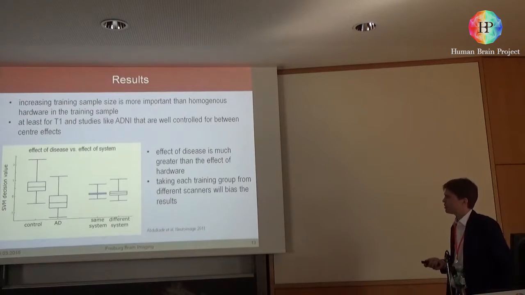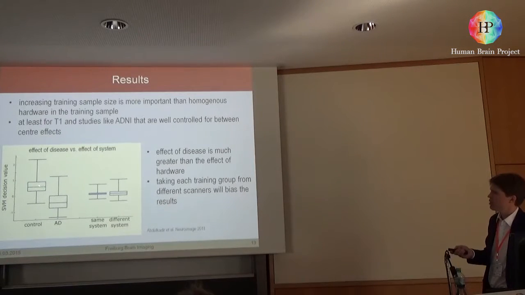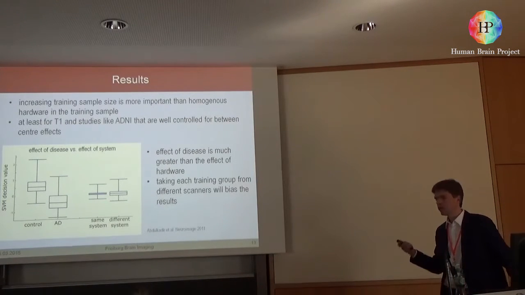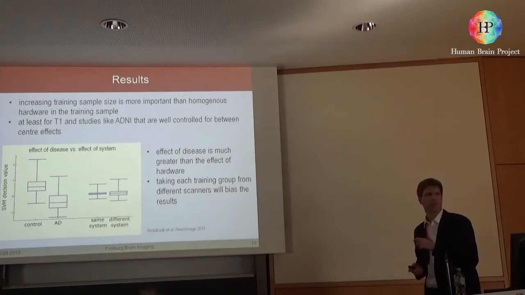And this is also illustrated here. For those who are familiar with the support vector machine, this is the change in SVM decision value related to diagnosis. So this is the difference between controls and AD, and these relatively small changes, here is the 0 line, illustrate how little these decision values change if you scan and rescan the same subject in the same scanner, or if you rescan the same subject in 2 different scanners. So it's fairly stable compared to the disease.